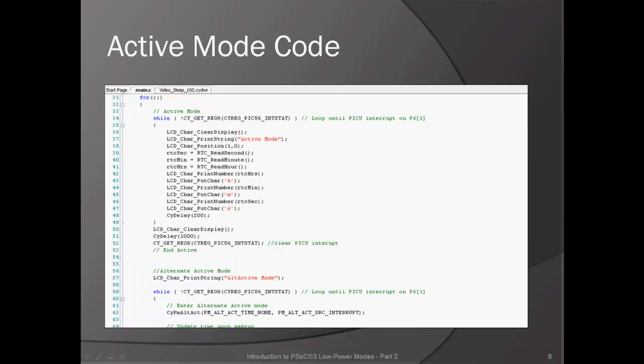This section of code demonstrates active mode operation. Until the button is pressed, the real-time clock is updated on the LCD while the timer runs in the background and flashes the LED. Once the button is pressed, the LCD is cleared, and the firmware moves on to alternate active mode. Let's watch it in action.